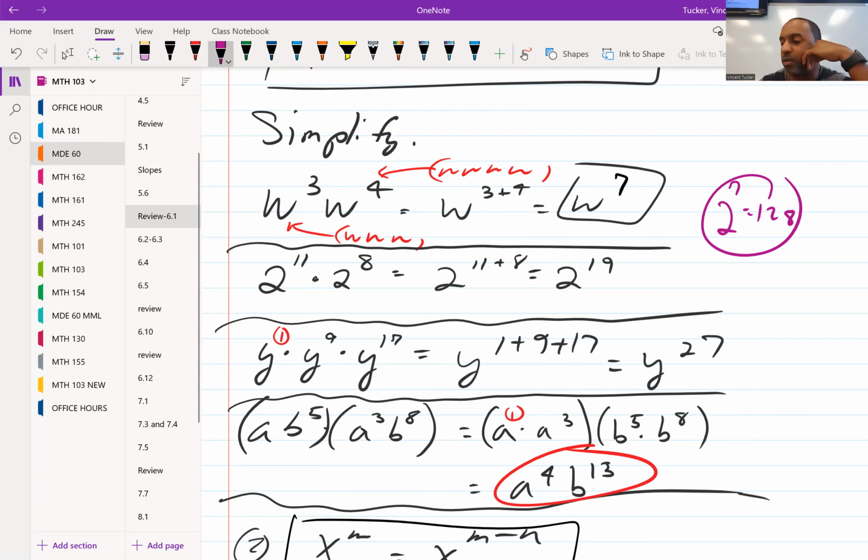All right, questions before we go to the next rule? Once again, when you're multiplying terms that have like bases, you're going to add the exponents.